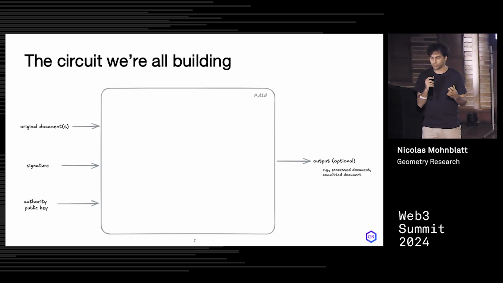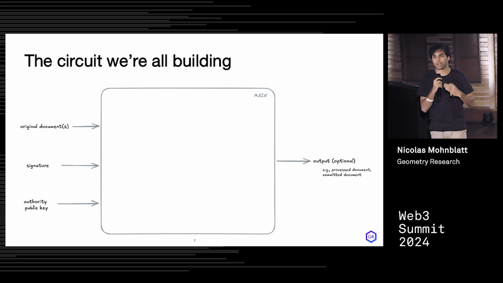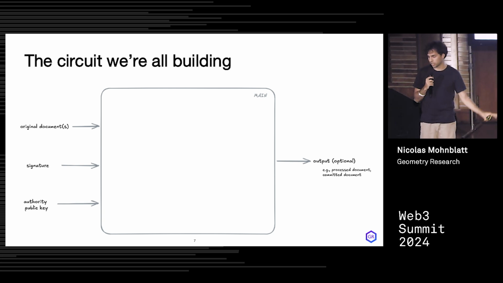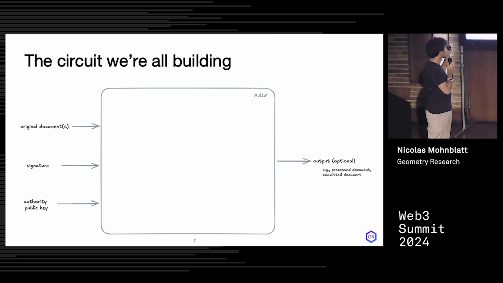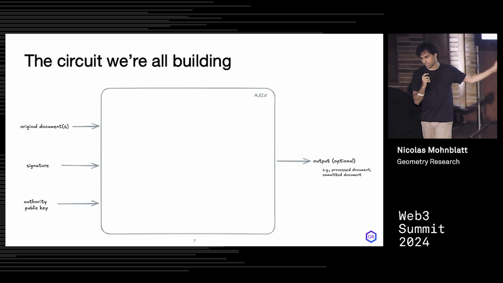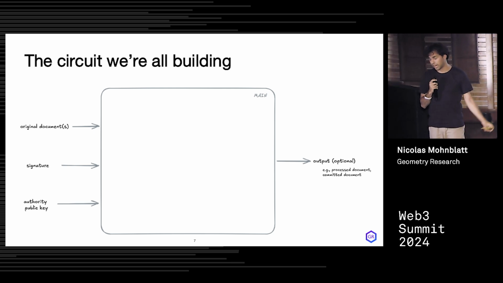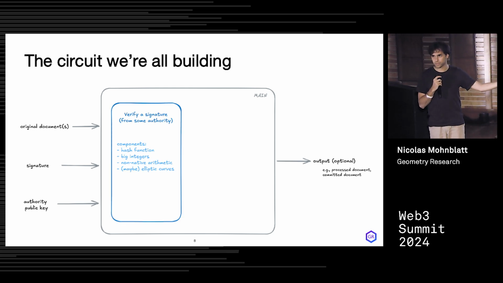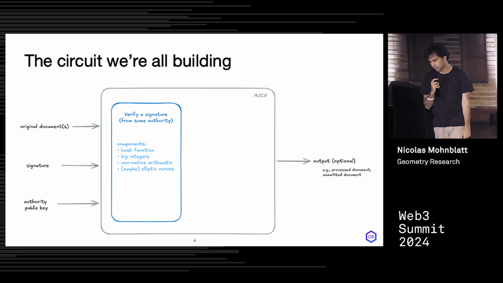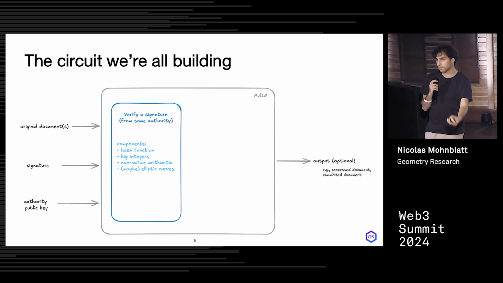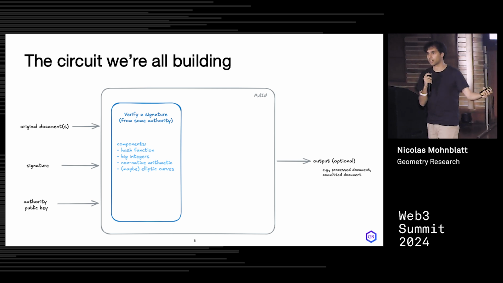We like to build our proofs from circuits where we express the computation. And the circuit looks something like this. We're going to take in some original documents, a signature, and the public key, important. We might have some optional outputs, and we're going to do some processing. The first part is verifying the signature. And there's a few components that go into this.